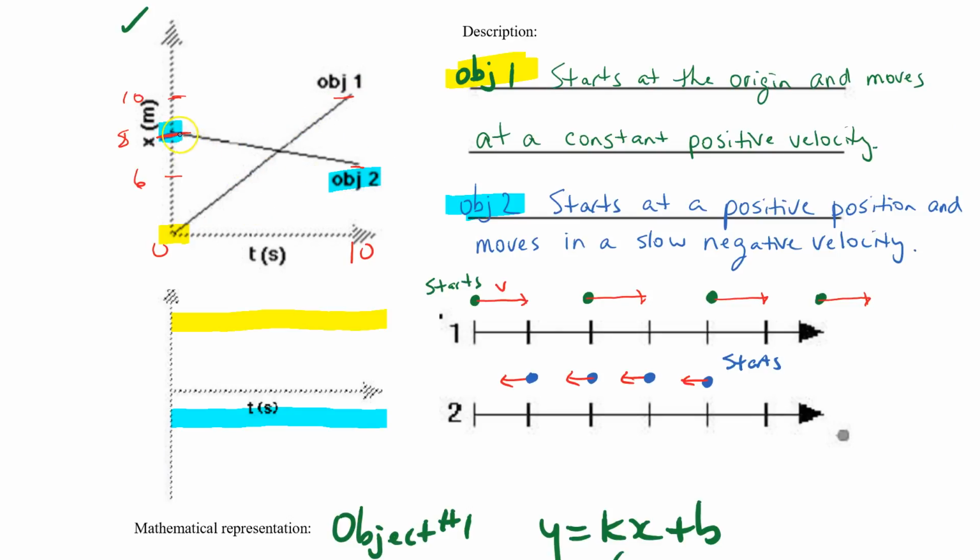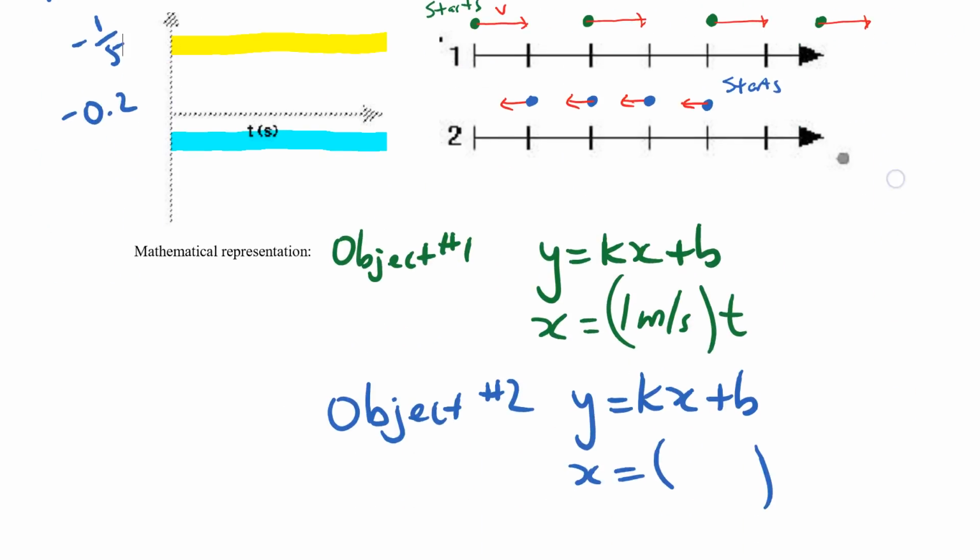So the rise is -2. Again, the slope is rise over run. So in this case, the rise for object number 2, if it starts from 8 and ends at 6, is going to be -2. And if it runs 10, it's going to be -2 over 10. So I could write this as a fraction of -1/5 or as a decimal of -0.2. I kind of like the fraction, so I'm going to go with -1/5.